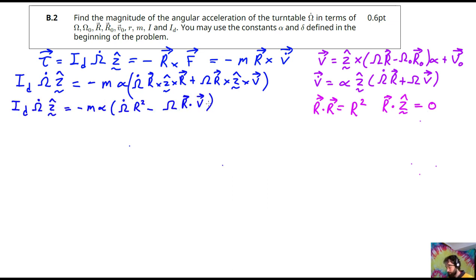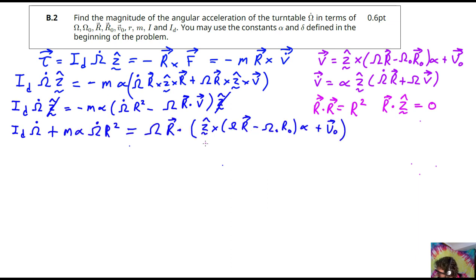Okay, and now we need to get rid of v, so we can substitute in our expression that we have for v, and we get... Just a quick note, because everything's in terms of z hat here, I can just get rid of that, which is nice. So now everything's scalar. I'm just going to bring this first term to the other side, and just keep in mind all of this bit here is just r dot v. We're going to use that trick a little bit later.